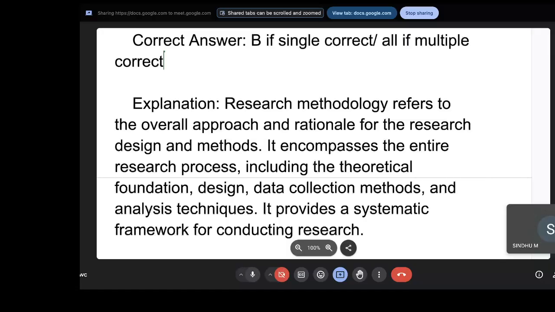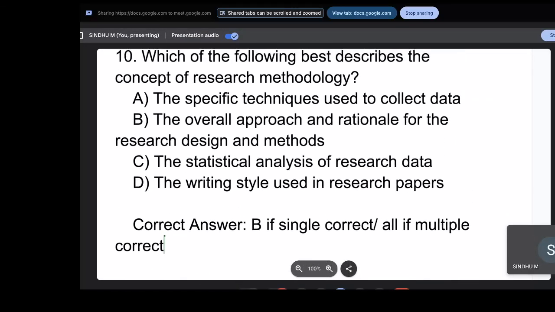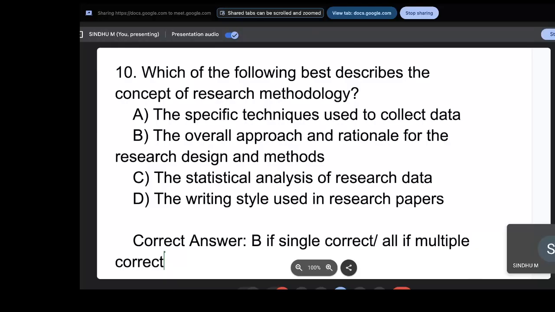Ma'am, once again, just scroll down now for the question. Okay, one minute. Only B if it is like an MCQ, right? Yes. The overall approach and rationale for the research design and methods. Okay, ma'am. Thank you.